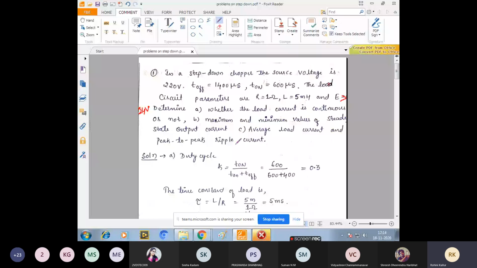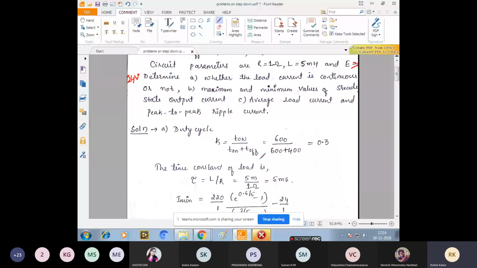Initially we'll calculate the duty cycle. Duty cycle K is equal to T on divided by T on plus T off. So you add the two, that is 600 plus 400, and 600 divided by 1000 gives me 0.3. So 0.3 is my duty cycle for this particular problem. This is the first calculation, because to check whether the load current is continuous or not, you need to calculate the minimum current.